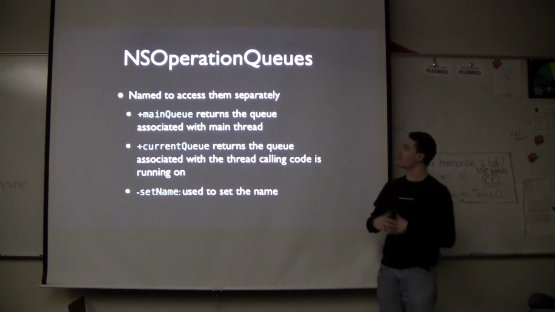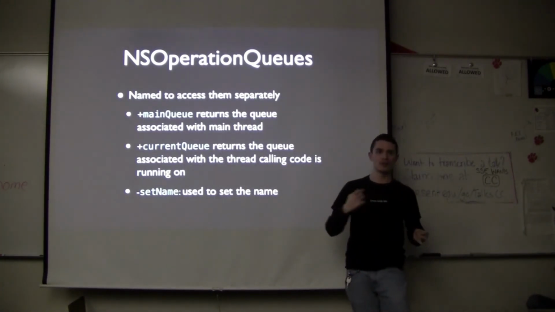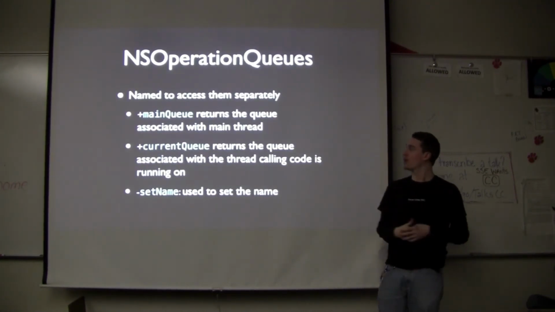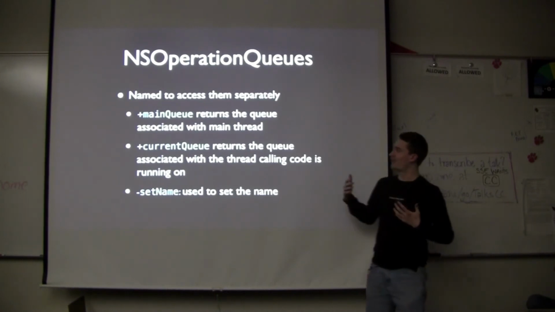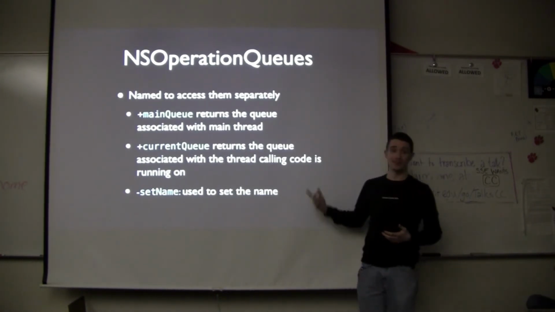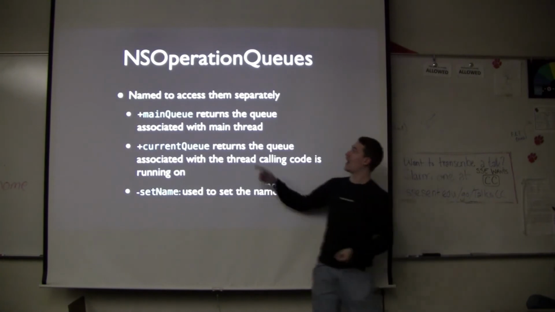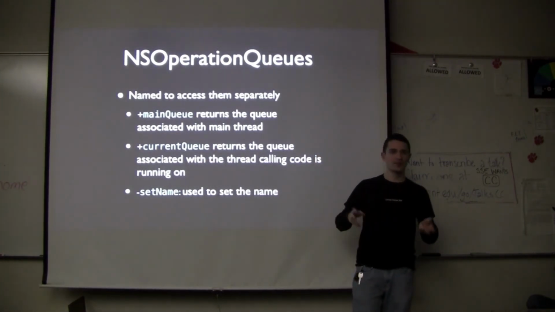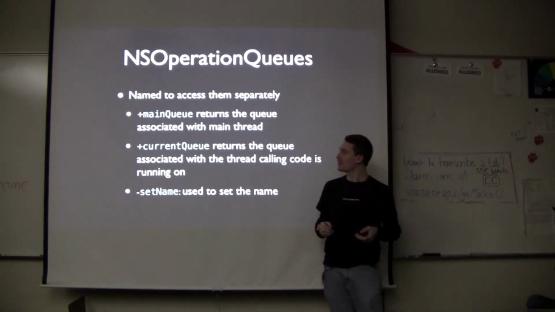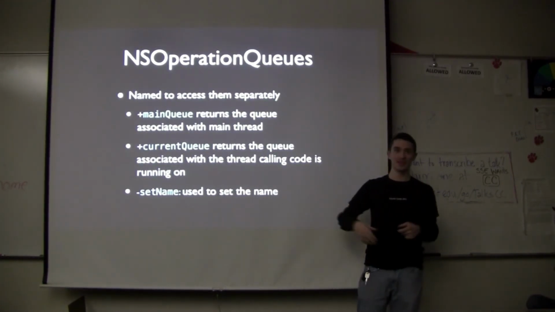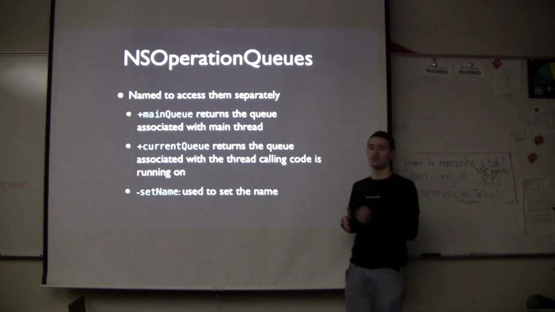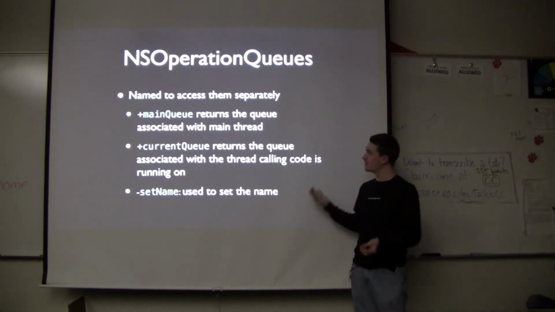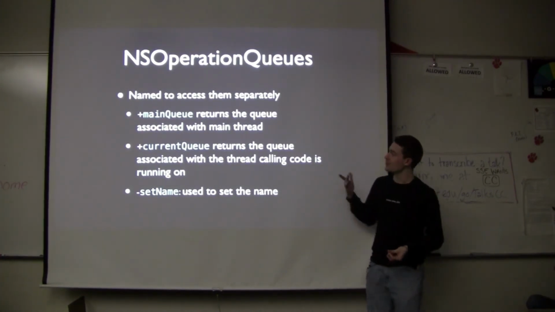Operation queues can be named so you can figure out which operation queue you're currently using. There's a lot you can do with that name, but I don't really cover it right now. There are two really important class methods for NSOperationQueue that you're going to want to know: main queue, which returns the queue associated with the main thread of the program, and current queue, which is the queue associated with the current thread you're on, whether it's the main thread or some other thread that belongs to some other operation queue. Doesn't really matter which one, it's the one you're on.